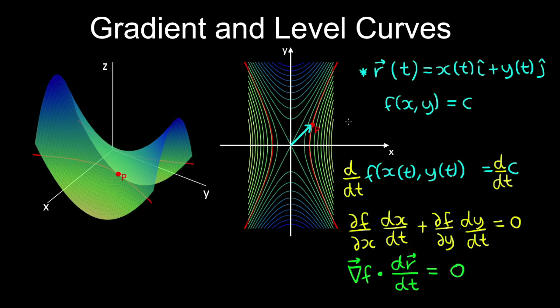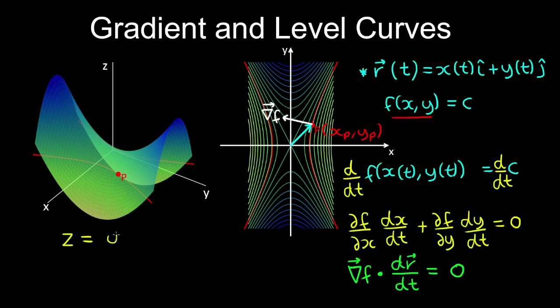So therefore at every point in a domain with coordinates xp and yp of a differentiable function of two variables, the gradient of f is normal to the level curve through this point.